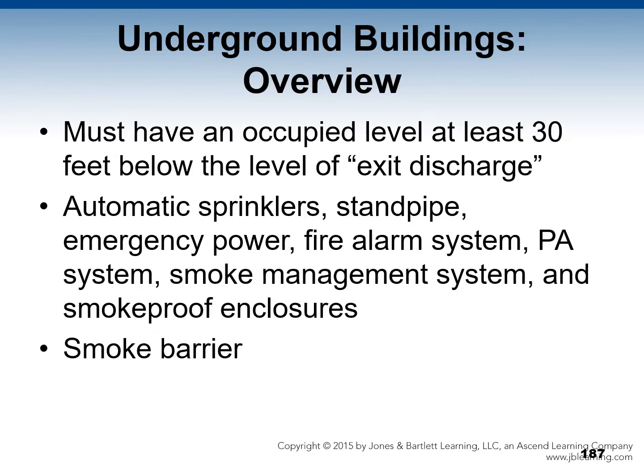There are underground buildings, and underground buildings must have an occupied level at least 30 feet below the level of, quote-unquote, exit discharge. That basically means exits that open onto street level. These buildings must have automatic sprinklers, standpipes, emergency power, fire alarm systems, PA systems, smoke management system, and smoke-proof enclosures. A smoke barrier must be added for buildings with the occupied level more than 60 feet below the level of exit discharge.